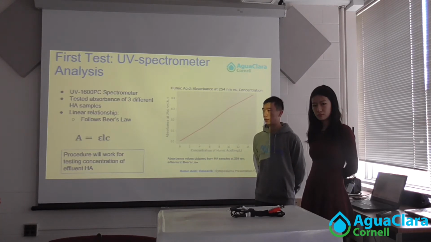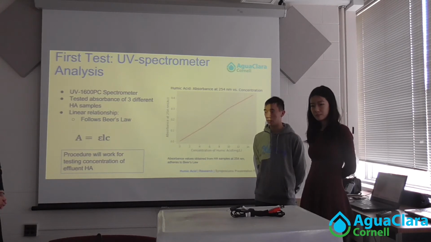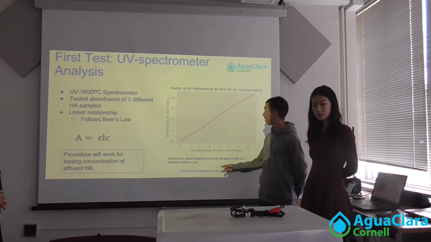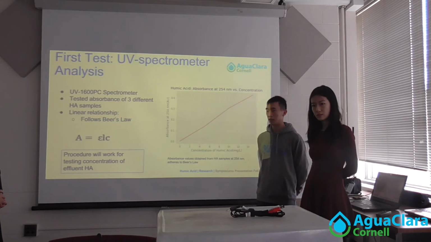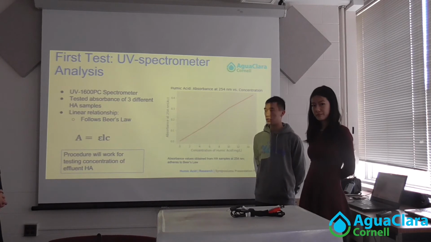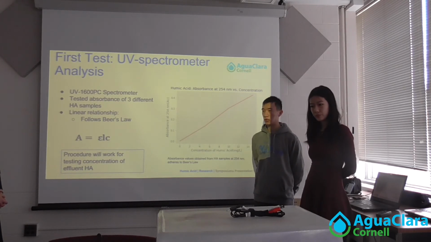We took 3 different samples of humic acid: 5, 10, and 15 milligrams per liter. And we measured the absorbance at 254 nanometers, which is the established absorbance wavelength that you can find in literature, using the spectrophotometer. On the right side of the slide, you can see our graph, which plots the data points we collected, and we can see that there is a linear relationship which follows Beer's law, so we expected this result.